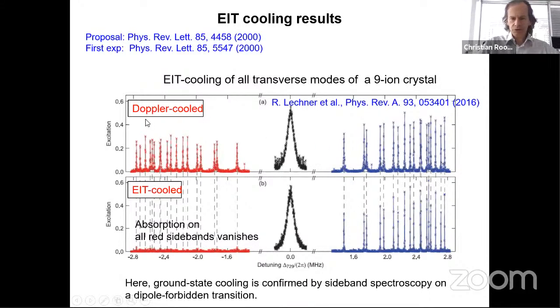And when you compare the spectrum after Doppler cooling to the spectrum that you have if you EIT cool the vibrational modes of motion before probing the spectrum with a laser pulse, then you can see that these red sidebands all are gone, which is a signature that the ion is in the ground state, or at least close to the ground state. And here it was possible then to cool these 18 vibrational modes of motion using a single laser pulse, even though they are spread out over more than a megahertz in frequency space.